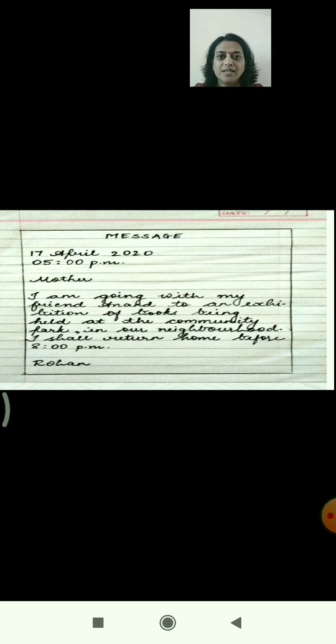Here it is. I've made a box. In the center I've written message in capital letters, right? Then I've written a date. Now just see how I've written. It is 17 April 2020, right? So I've written in full form. I have not used any sort of shortcut while writing the date.